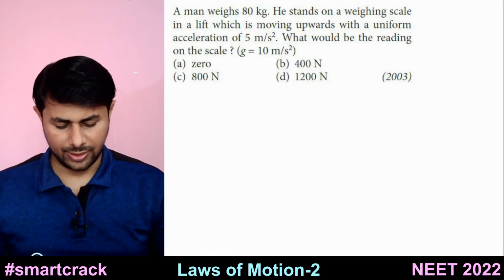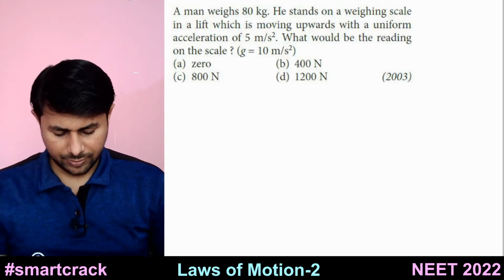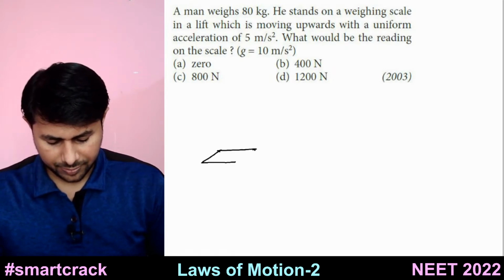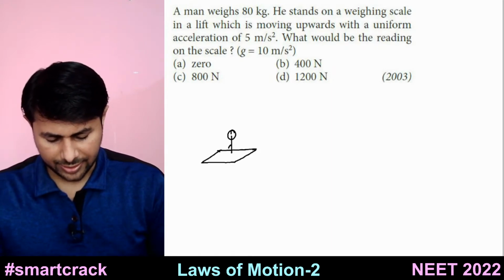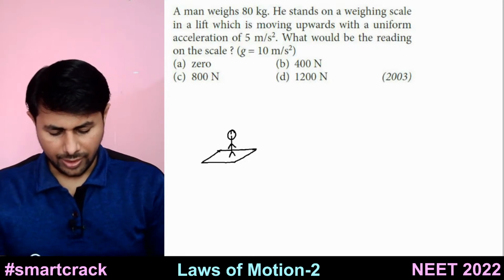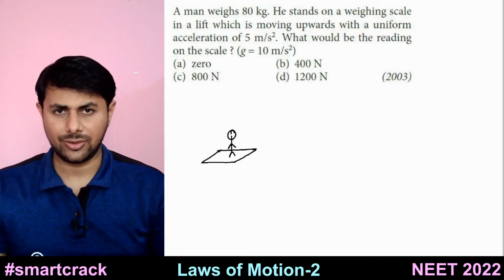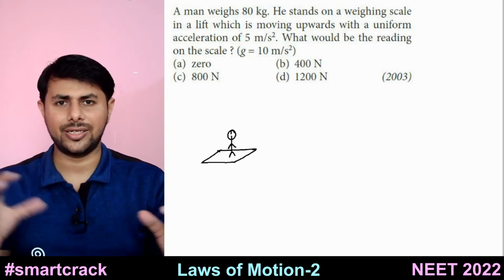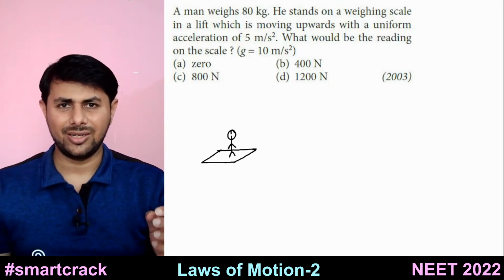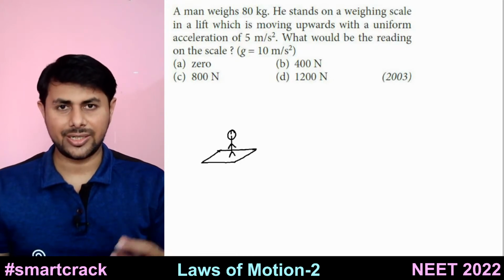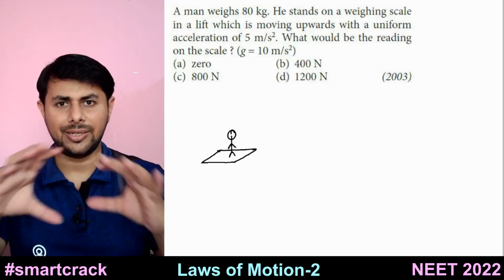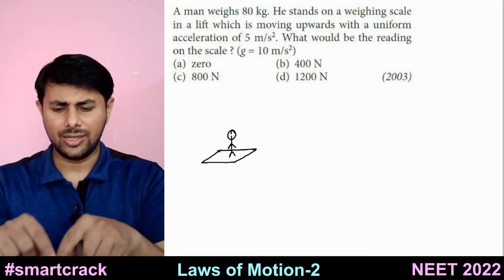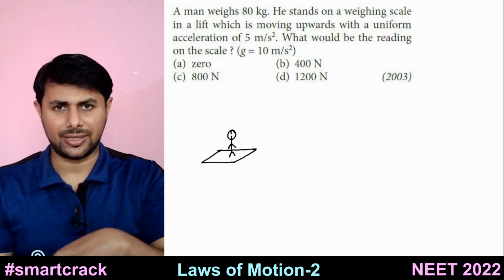This is the question. Okay, now let's talk about this man who is inside the lift, but he is standing on a weighing scale. Now what are the forces acting on the man? For this man, he is not connected by any string or wire. The lift is connected by wire. He is standing on the floor of the lift, not floor, there is a weighing scale. He is standing on that.